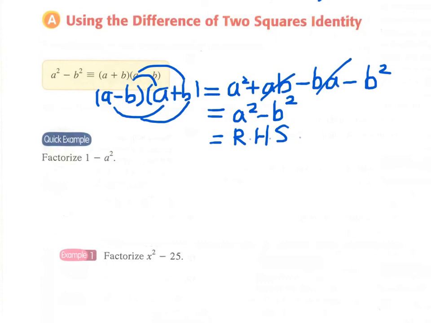And now, just take a look at a very simple example. Factorize 1 minus a squared. Since 1 is a square number, we can write it in this way, 1 squared minus a squared. And therefore, we can easily come up with the answer, 1 minus a times 1 plus a.